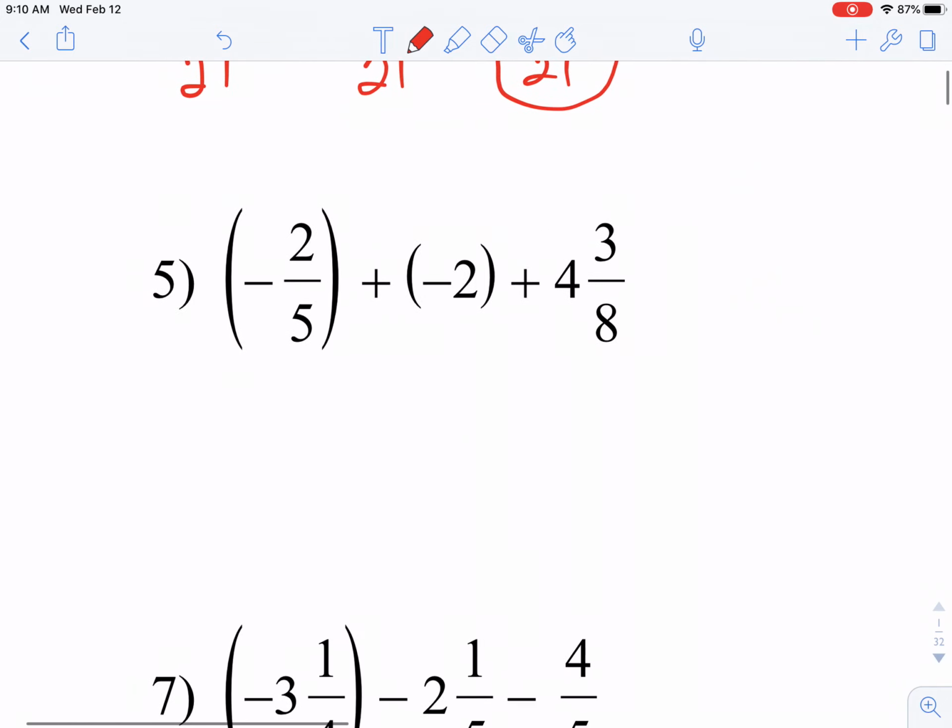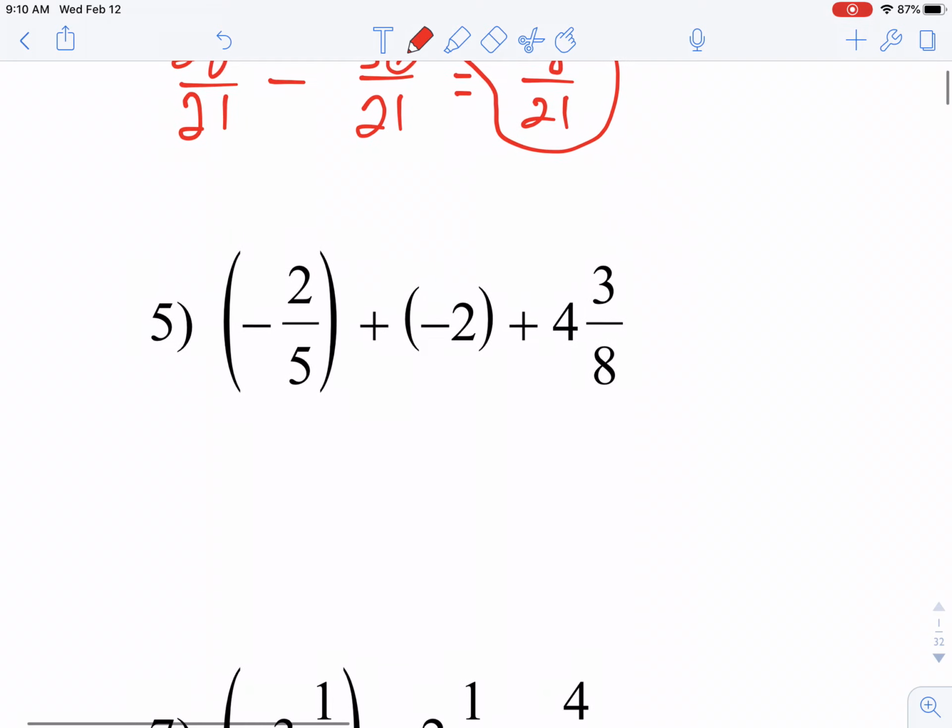Moving on to problem number 5. In this case, we now have 3 terms in our problem. And so we want to convert them to improper fractions just like we did before. So negative 2/5 is fine. We're going to change negative 2 to negative 2 over 1. And we're going to change 4 and 3/8 to 8 times 4 is 32 plus 3 is 35 over 8.